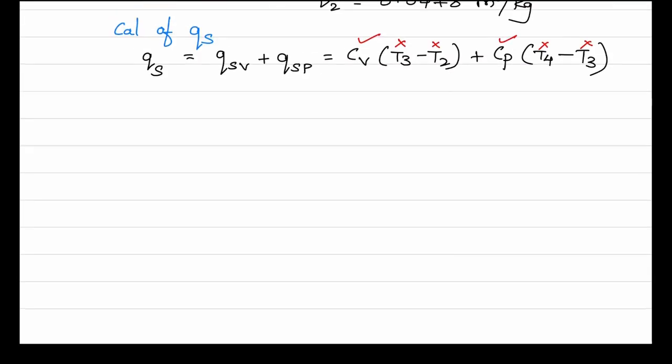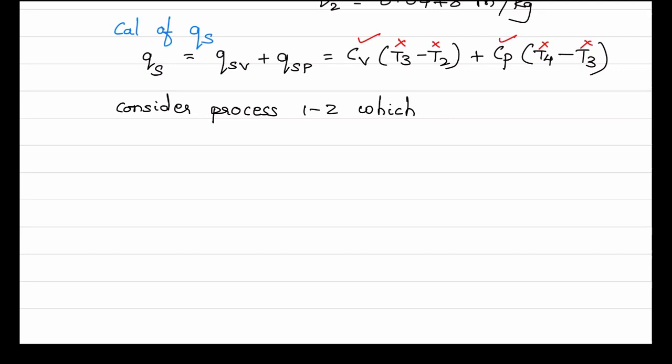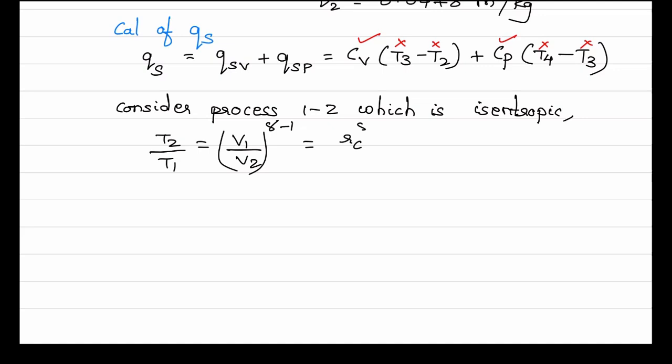Consider process 1 to 2, which is isentropic compression. I can write T2 by T1 is equal to V1 by V2 raised to gamma minus 1. What is V1 by V2? V1 by V2 is RC. So RC raised to gamma minus 1. So from here I can write down T2 is equal to T1 into RC raised to gamma minus 1.